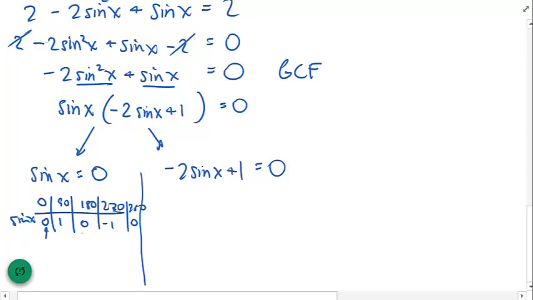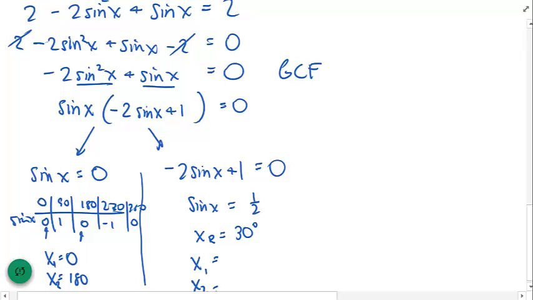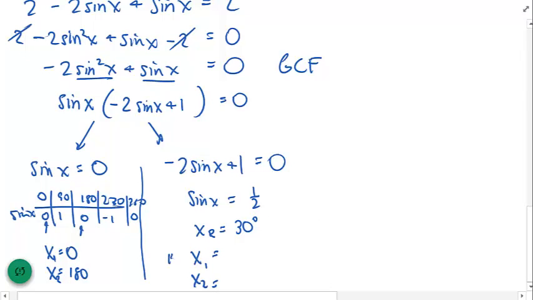So I have two solutions in the domain from 0 to 360, and that would be x equals 0 and x equals 180. And on the other side, I solve for sine of x. That equals just plain old 1/2. And in this case, my reference angle is going to be 30 degrees. And because my sine is positive, I know that's in quadrant 1 and quadrant 2. And that would be a 30-degree angle and a 150-degree angle.